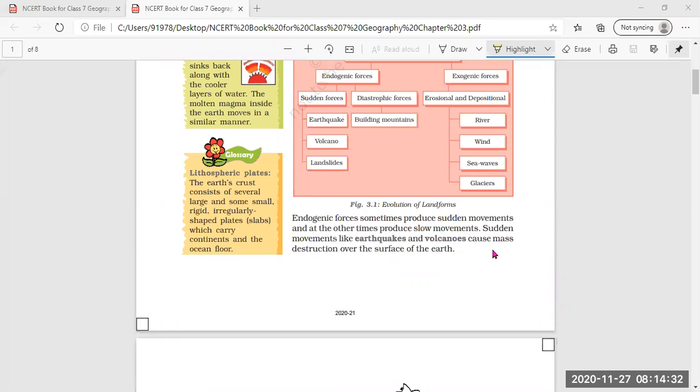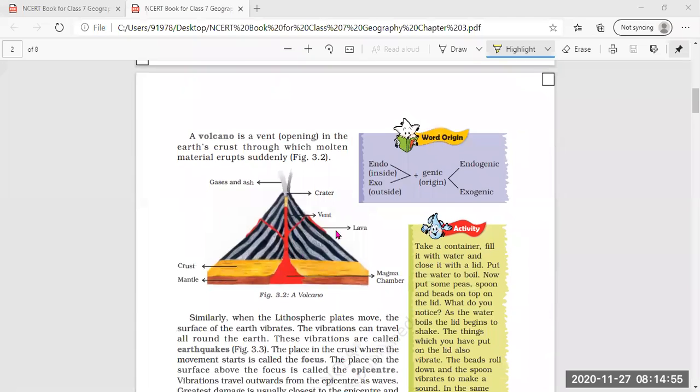Sometimes slow movements are also there, but we cannot feel those movements going on deep inside the earth. But when there is a sudden, very great movement, it appears on the surface of the earth in the form of earthquakes and volcanoes, which are the cause of destruction over the surface of the earth. Further, in this lesson, we have also understood about the volcano.